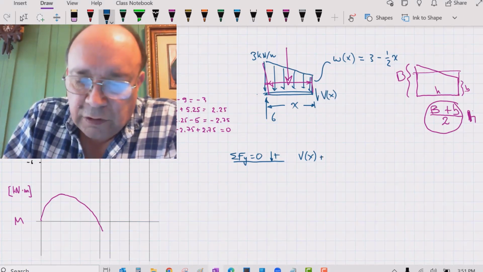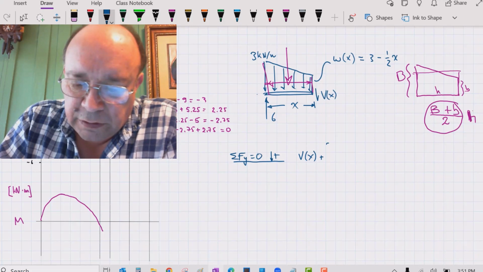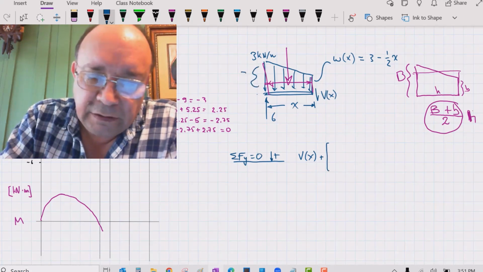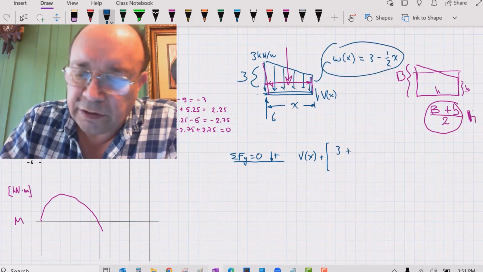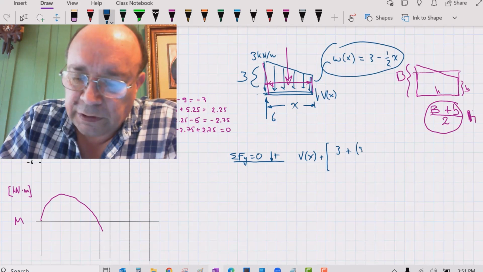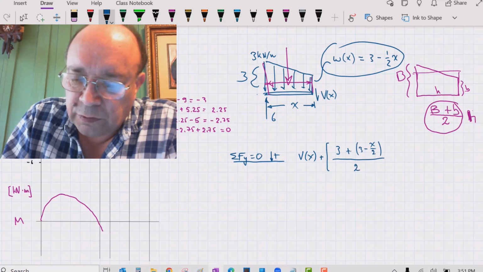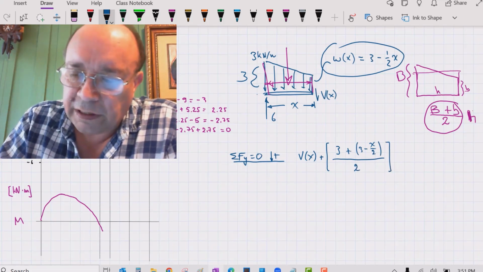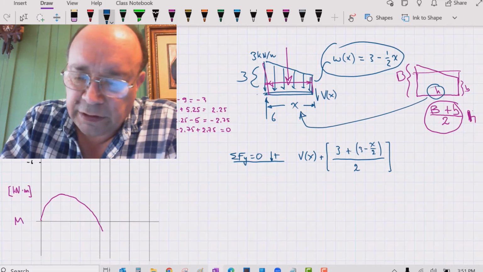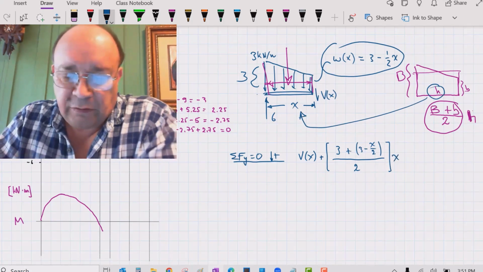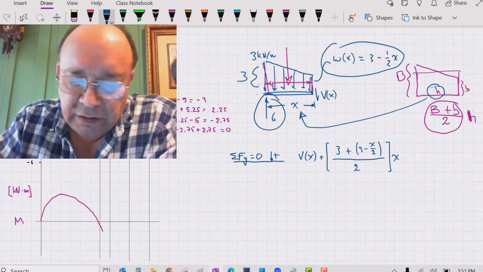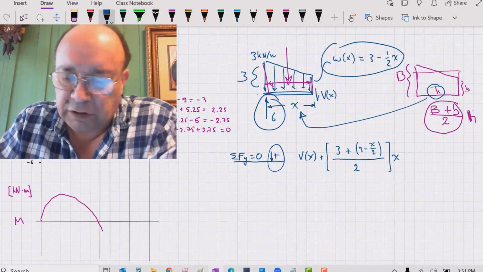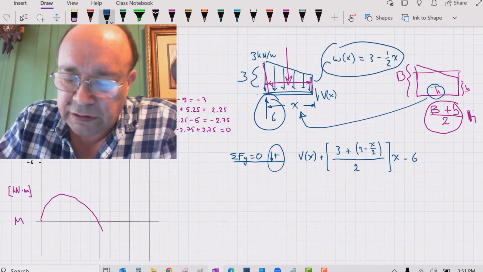Plus the area of the load, that will be the trapezoid, which is the big base 3 plus the little base, this expression here, 3 minus x over 2, divided by 2 times the height corresponding to this h, which will be this x here. And then what else goes into our summation of forces in the y direction? The 6. The 6 is going negative because we have positive going down, so it will be minus 6.